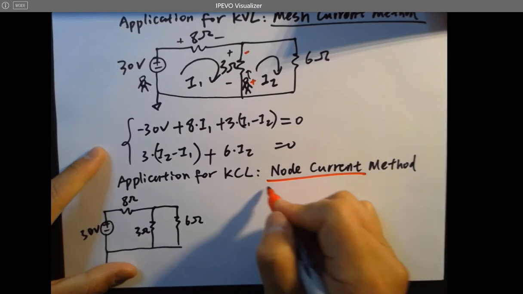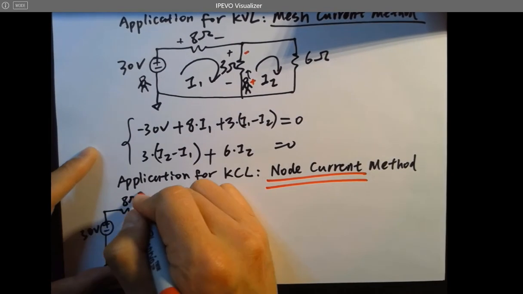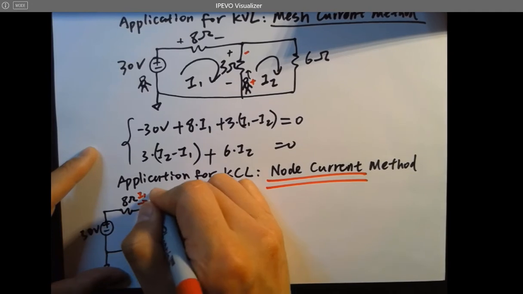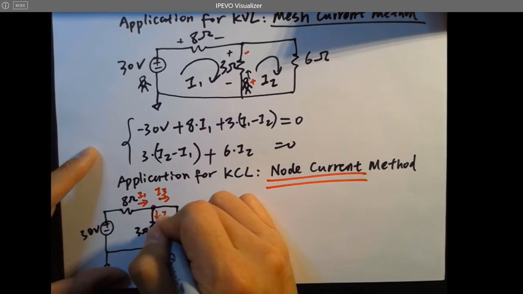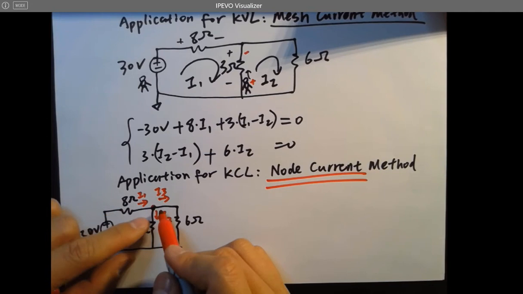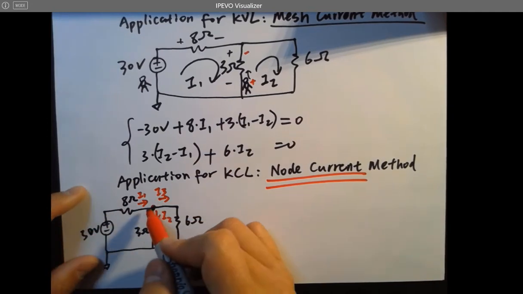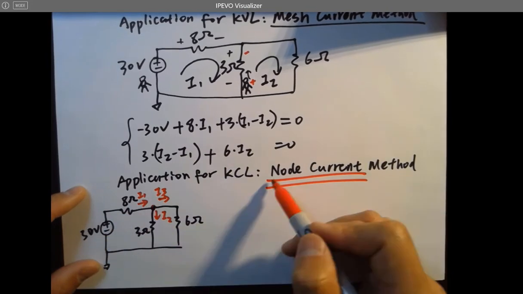Because this is the node current method, I'm looking at the node over here. Here's one current flowing into the node, and another one going out, and another one going out as well. It's called I2. So there are 3 currents, because there are 3 wires connecting to the junction. So 3 currents are flowing in or out of the junction, and these currents are called node currents.